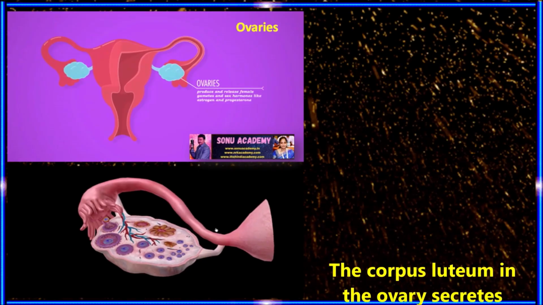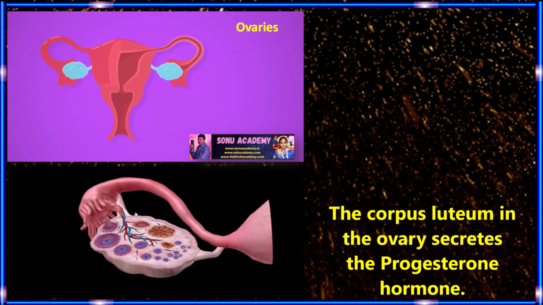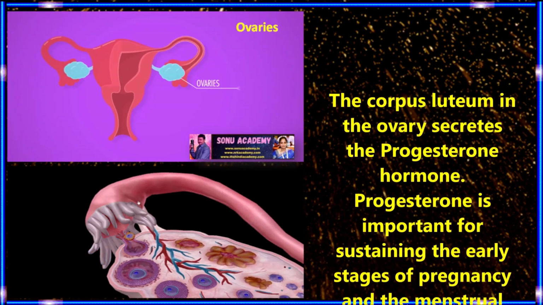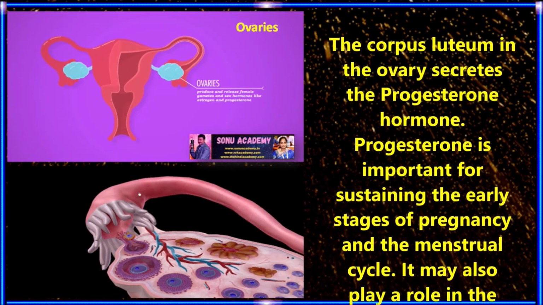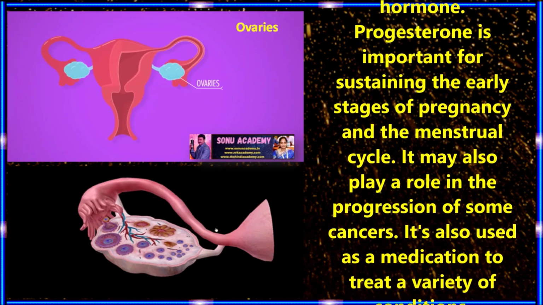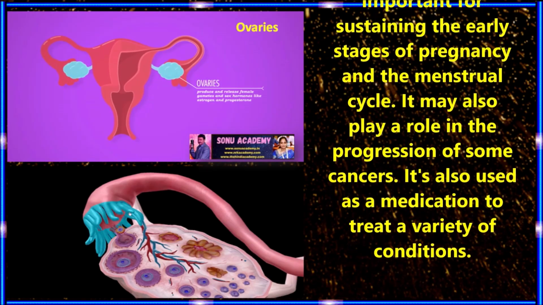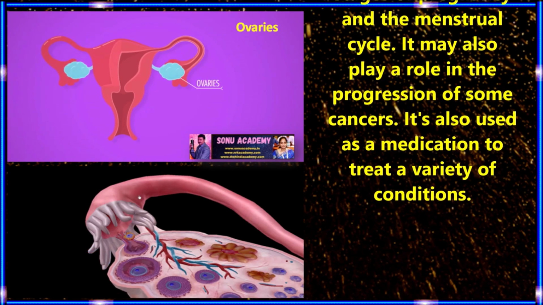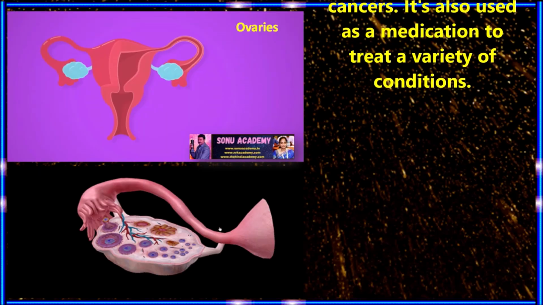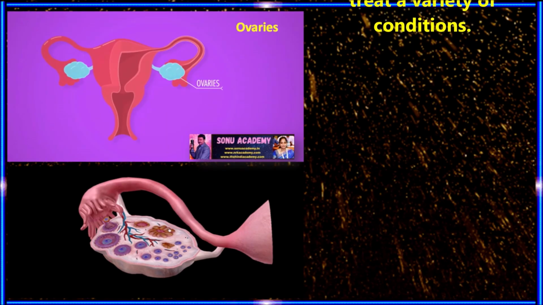Now let us discuss progesterone. The corpus luteum in the ovary secretes the progesterone hormone. The progesterone hormone is important for sustaining the earlier stages of pregnancy and the menstruation cycle. It may also play a role in the progression of some cancers. It is also used as a medication to treat a variety of conditions.